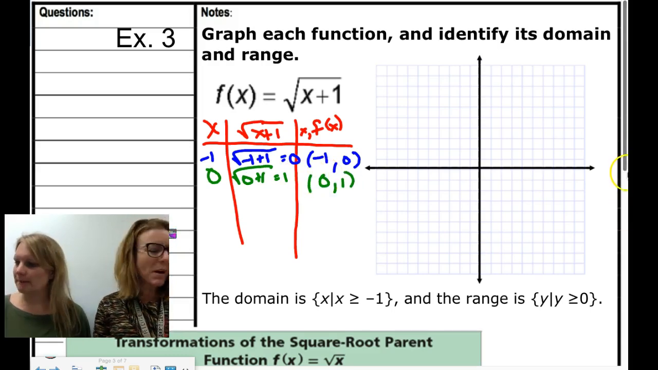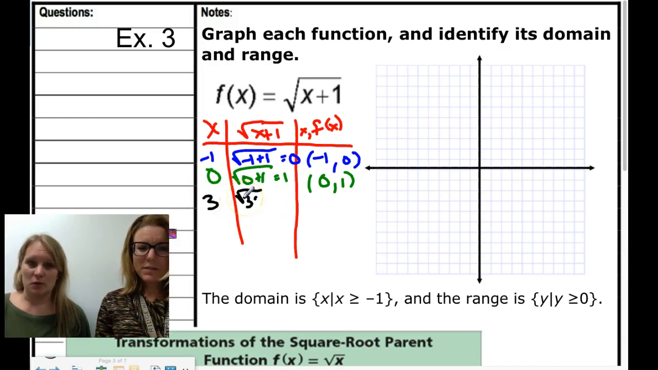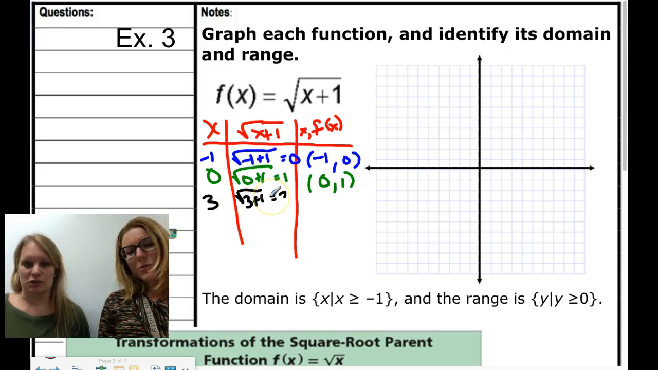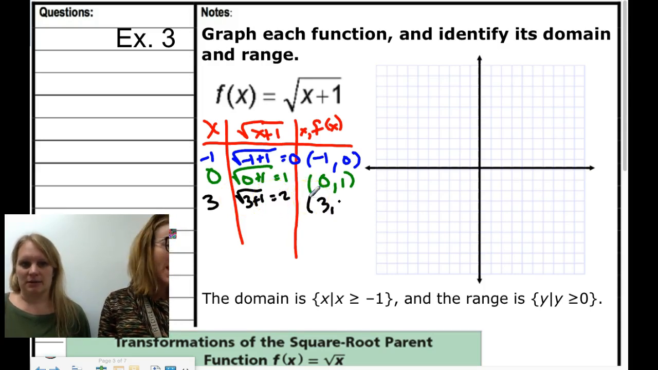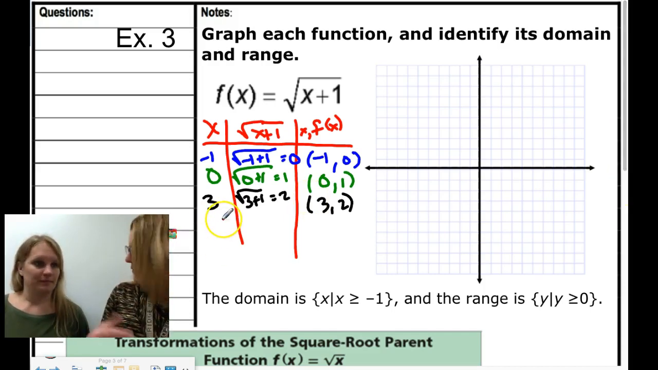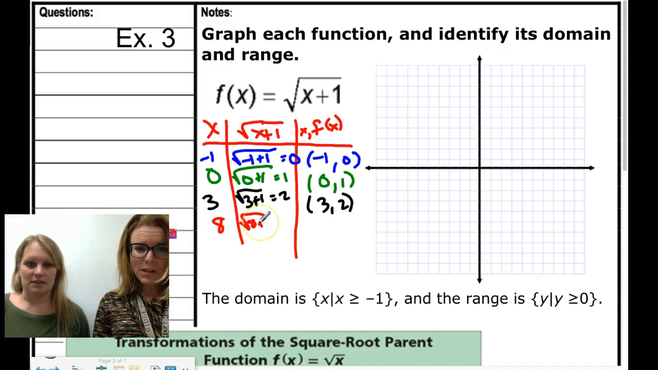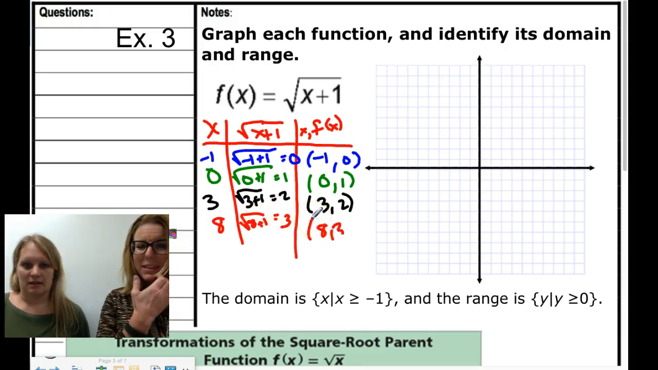So which one? 3. Yes, because 3 plus 1 is 4, and the square root of 4 is 2. So 3, 2. And let's try 8. One more. Because 8 plus 1 is 9. Square root of 8 plus 1 is the square root of 9, which is 3. So 8, 3.